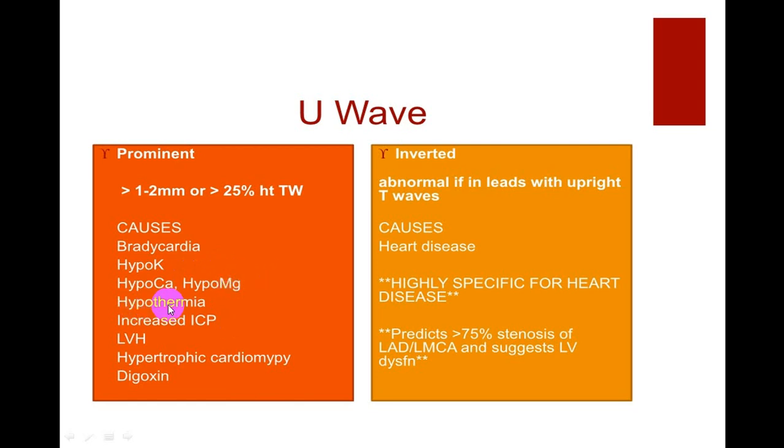In some cases of hypothermia also you can have a U wave appearance with an Osborn wave. In raised intracranial pressure also you can have an abnormal U wave appearance. Some cases of LVH, hypertrophic cardiomyopathy and digoxin toxicity. But it is most commonly seen in hypokalemia, so you must try to rule out hypokalemia.